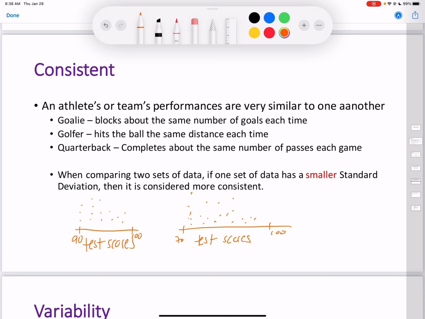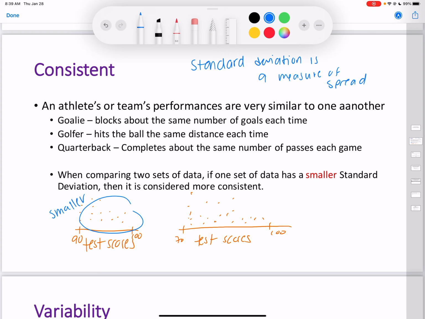okay, the dots really don't matter. But you'll notice that this right here has a smaller spread. So standard deviation is a measure of spread. So if you have a smaller spread, that means your data points are closer together, whereas if you have a larger spread, your data points are further apart. So if you have a smaller standard deviation, you're more consistent. If you have a bigger standard deviation, you're less consistent.